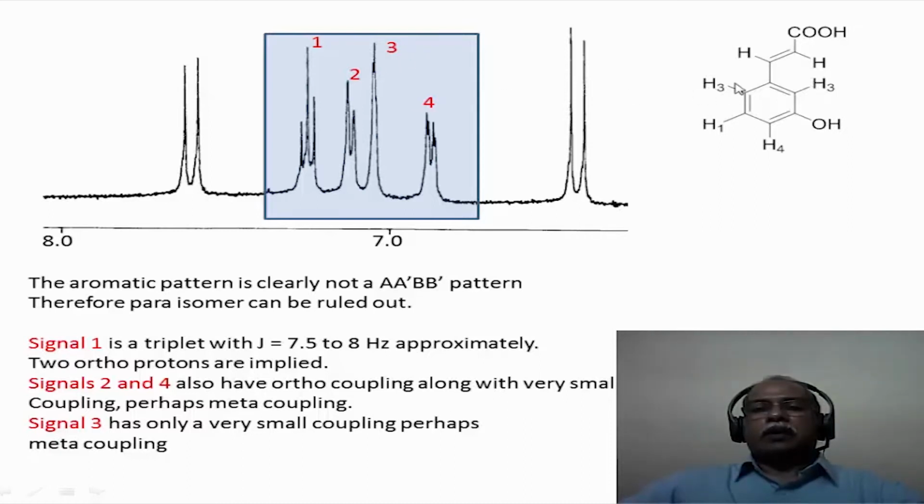This would be an ortho coupling partner and a meta coupling partner. So most likely it is the H2 here, which is this H2 here. H3 will have two meta coupling partners and no ortho coupling partner is there. So essentially H3 will be a singlet in this kind of a system.